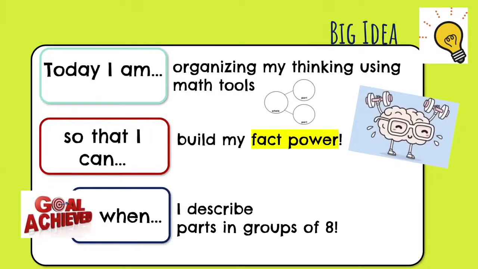Our goal today is we're going to continue organizing our thinking by using math tools such as the number bond so that we can continue to build our fact power. Now, it's a little different today on how we're going to achieve it. We've been working our way up to this. Our goal will be achieved when we describe parts in groups of 8. Yeah, we're going to add that to our fact power.